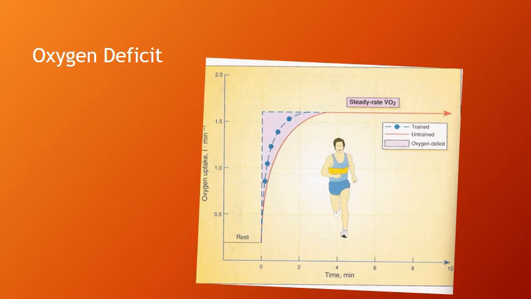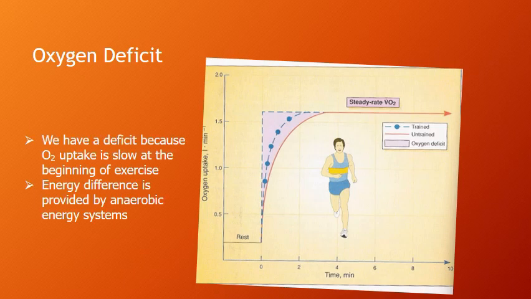Just showing the same picture again, just to summarize. We have a deficit because oxygen uptake is slow at the beginning of exercise. It takes a while for the aerobic energy system to kick in, and the difference is provided by the anaerobic energy systems. You've probably also noticed that there's a blue line.